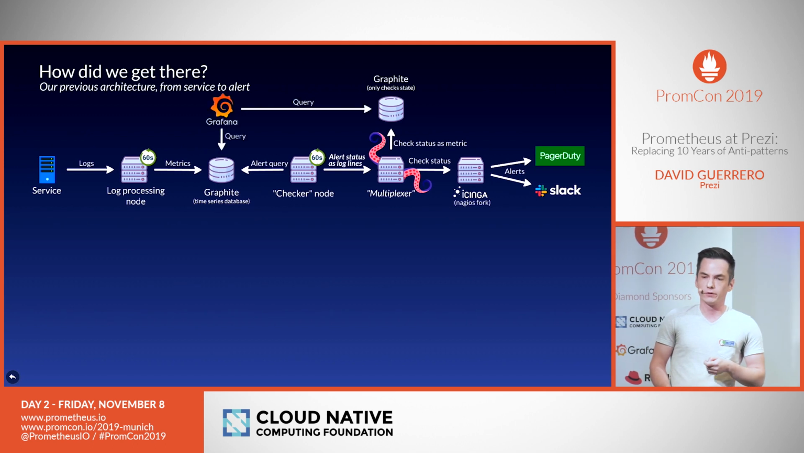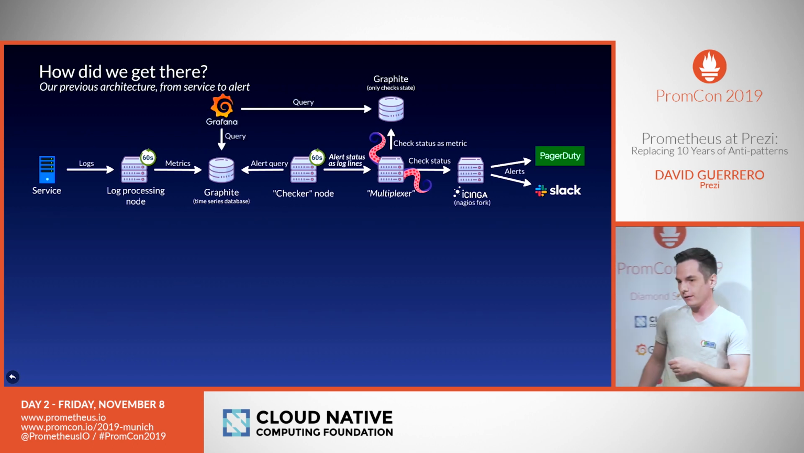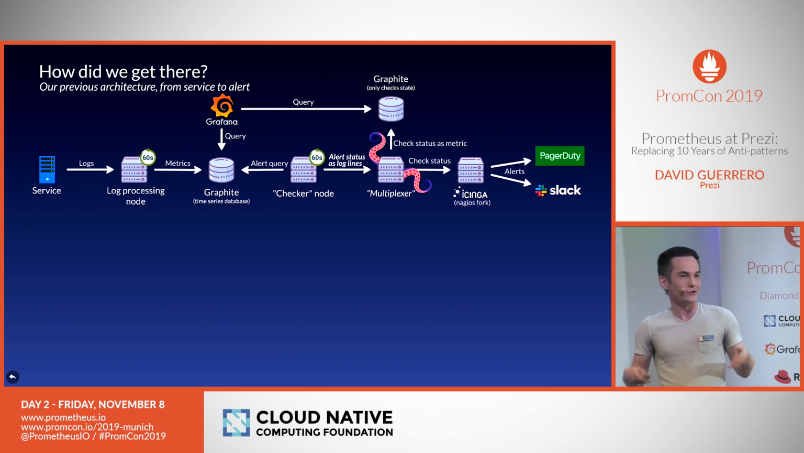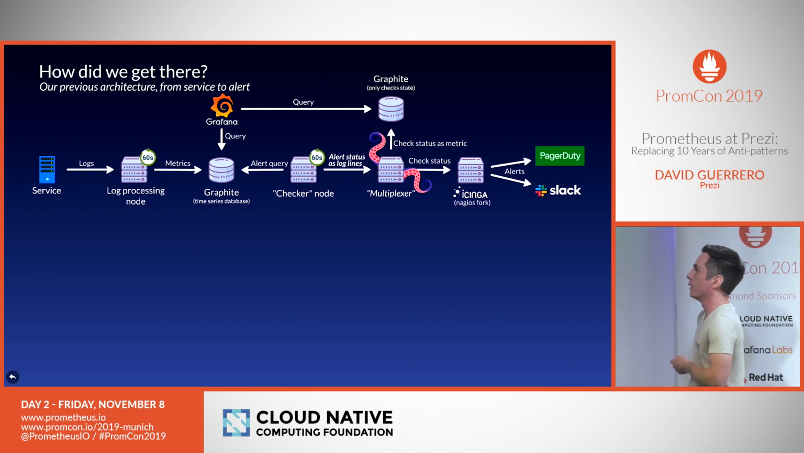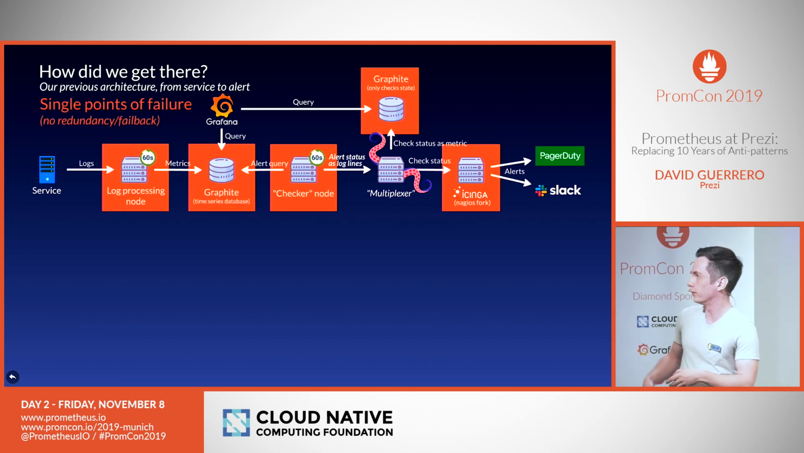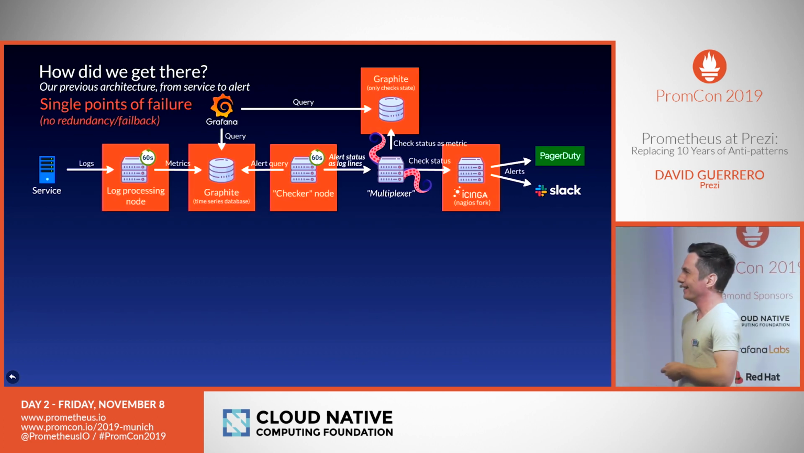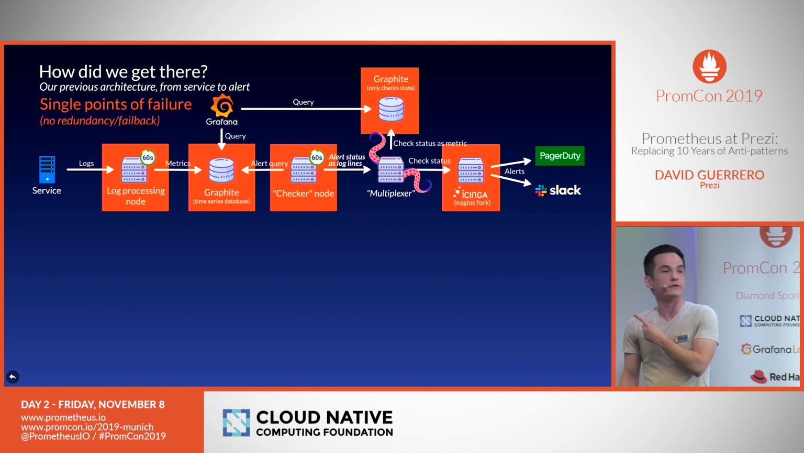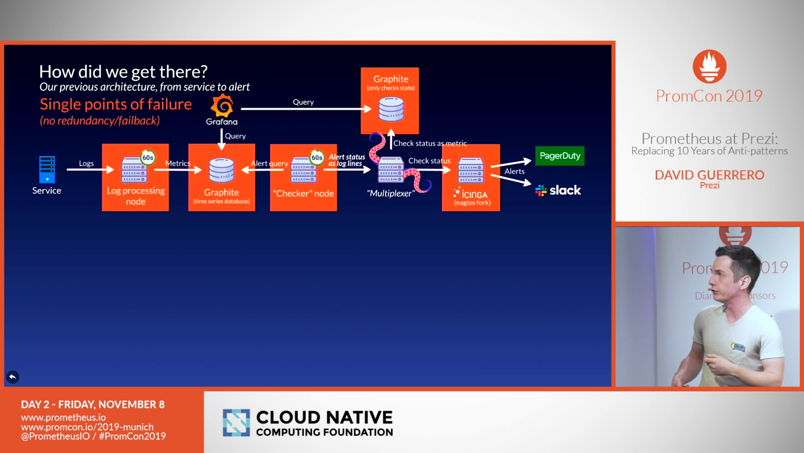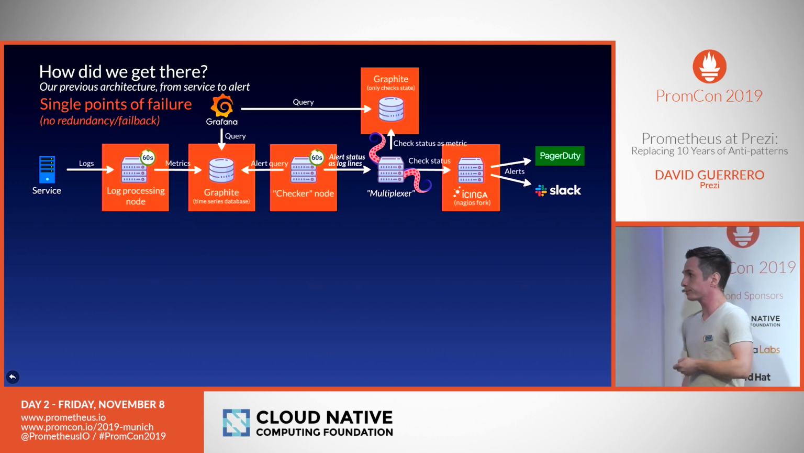There was one good element. We actually use Grafana, which is good because our engineers knew how to use that. In terms of single points of failure, there is not a single one, there are multiple ones. If any of these fail, our whole alerting and monitoring pipeline doesn't work. And that used to happen a lot.